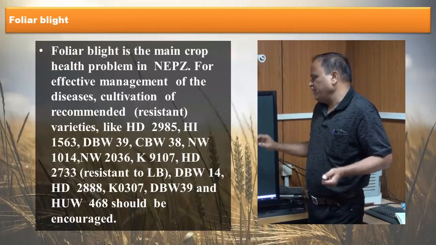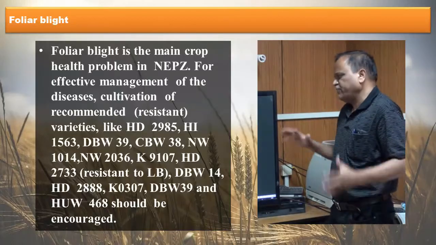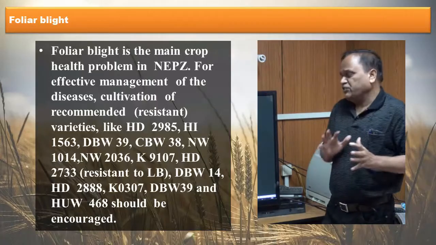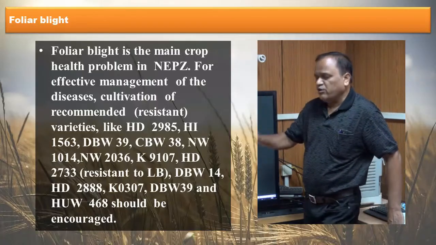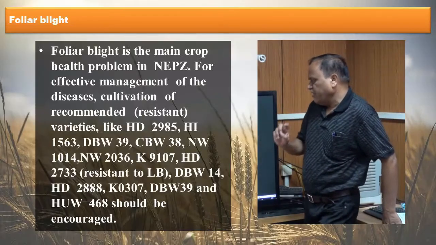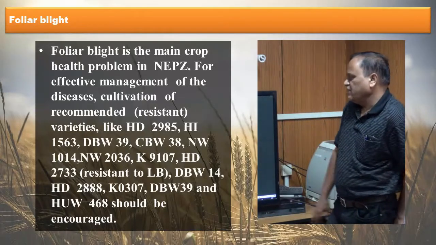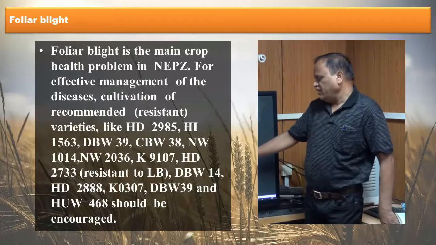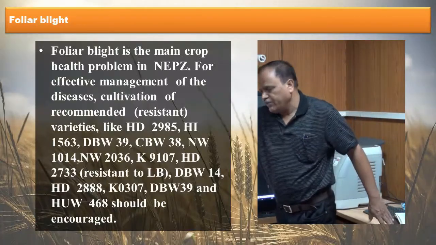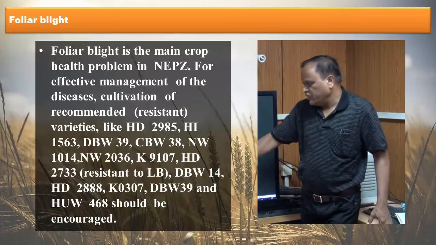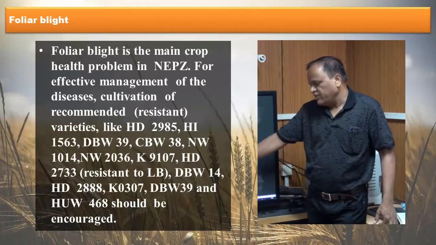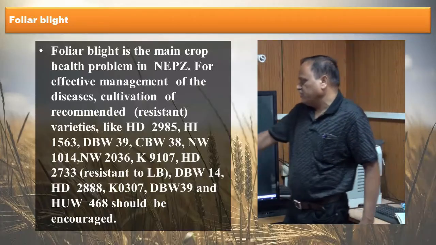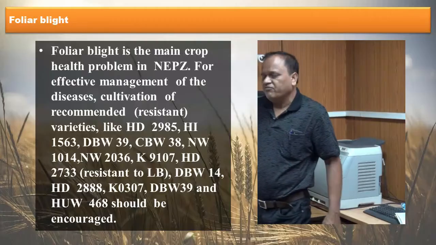So we recommend growing resistant varieties. It is always better to grow the resistant variety to avoid disease incidence. So in that area, the northeastern plains zone, we recommend HD 2985, HI 1563, DBW 39, DBW 38, NW 1014, NW 2036, K9107, HD 2733. These are the varieties resistant to leaf blight or foliar blight.